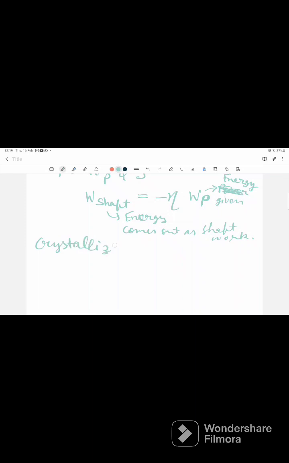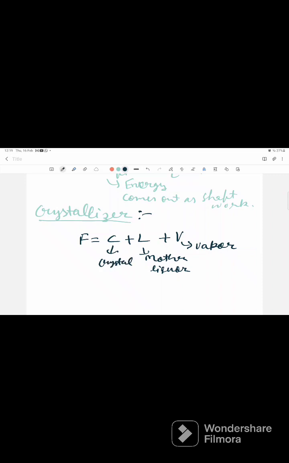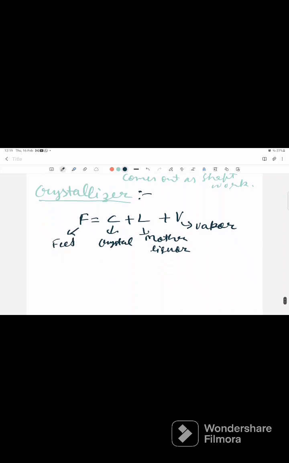Crystallizer. C plus L plus V. Vapor, mother liquor, feed. CXC, LXL, V is equal to 0.